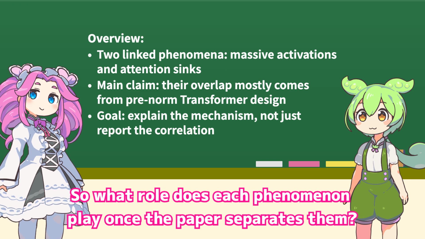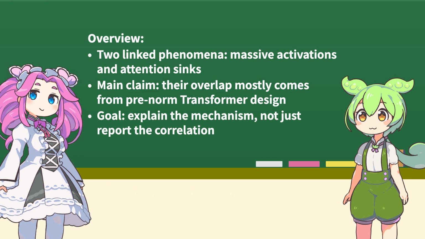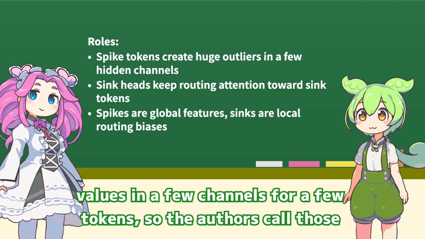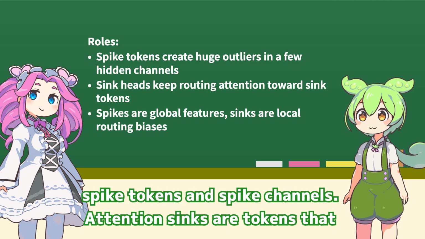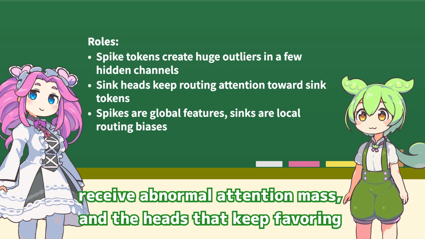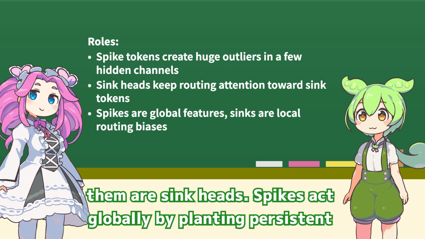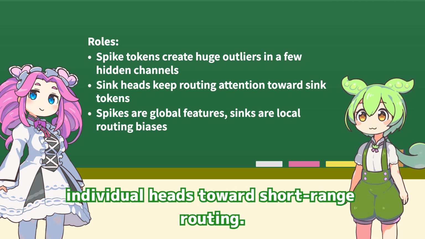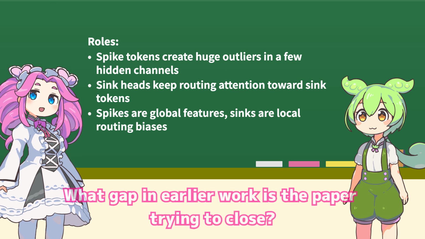So what role does each phenomenon play once the paper separates them? The paper gives them different jobs. Massive activations are extreme values in a few channels for a few tokens, so the authors call those spike tokens and spike channels. Attention sinks are tokens that receive abnormal attention mass. Spikes act globally by planting persistent features in the residual stream, while sinks act locally by steering individual heads towards short-range routing.